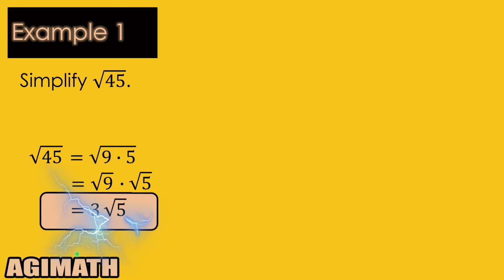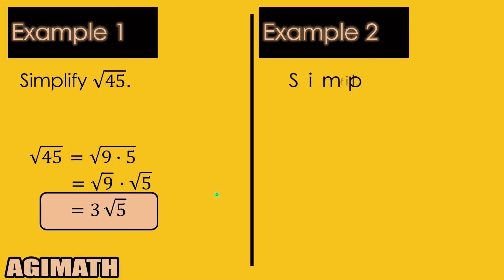Now you will know if you already found the final answer because inside your radical sign, it is already simplified, meaning if it's a number, then it cannot be factored anymore in such a way that one of the factors is a perfect square. Next, second example.